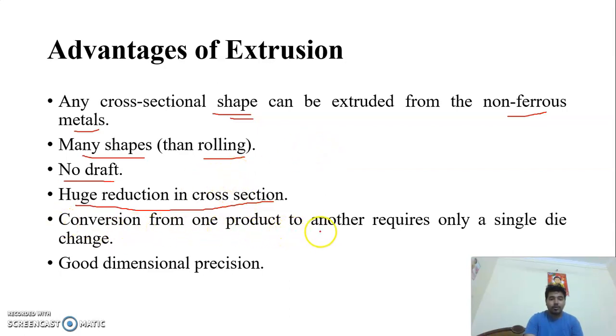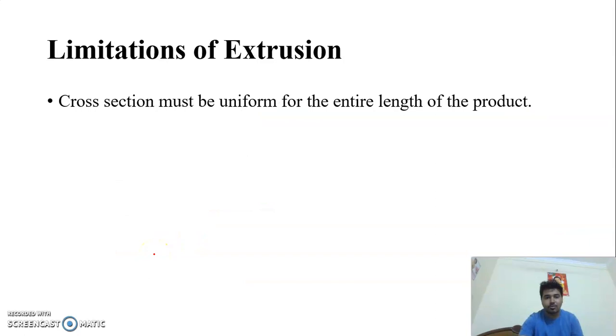Conversion from one product to another requires only a single die change. With a single die change, we get the final product in the extrusion process. But in the rolling process, we need more roll mills for getting the final products. So in extrusion, we get the product in a single pass. We also get dimensionally precise products. These are the advantages of the extrusion process.